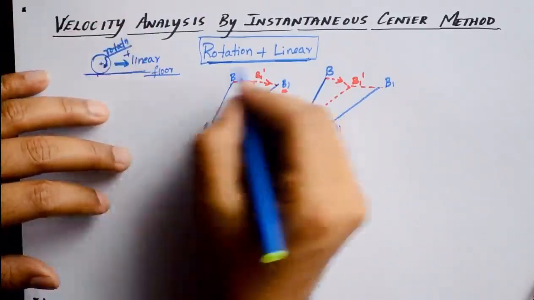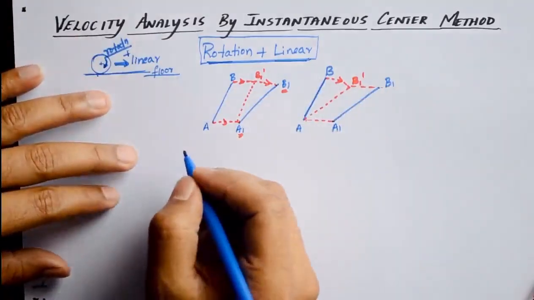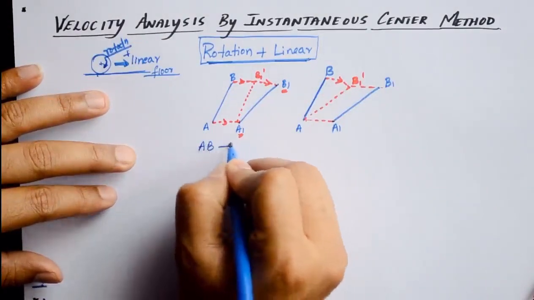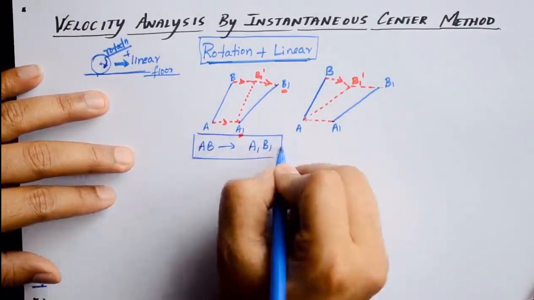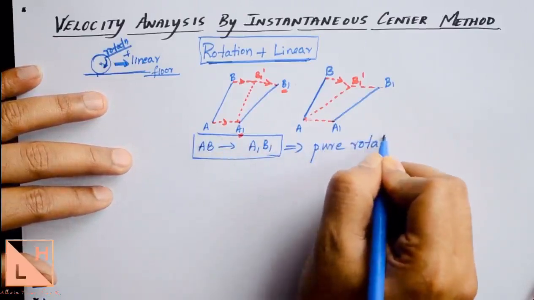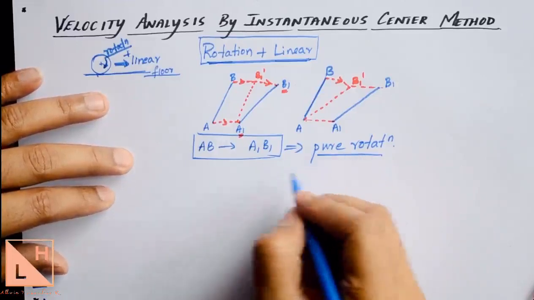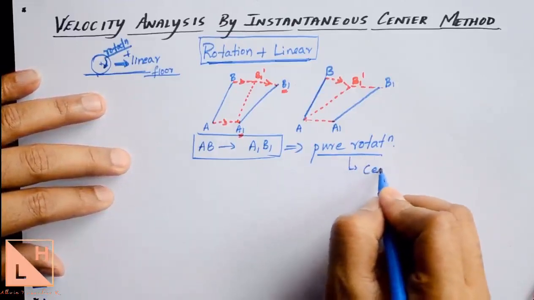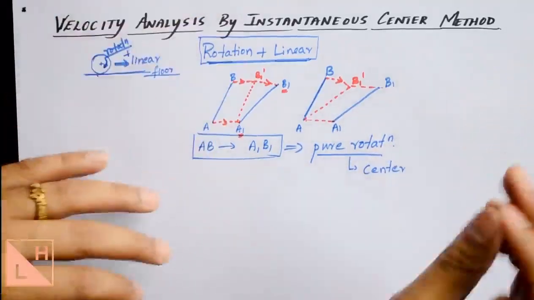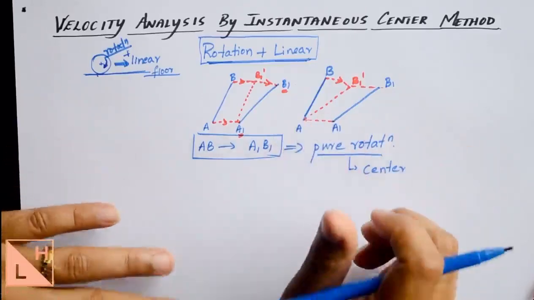So in order to understand this in a much better way for analysis purposes, we are going to assume this motion from AB to A1 B1 as pure rotational motion. When we talk about rotation, what comes into the picture is the center, because if any object or link has to rotate, it must possess a center. Based on that center only, the rotation will happen.